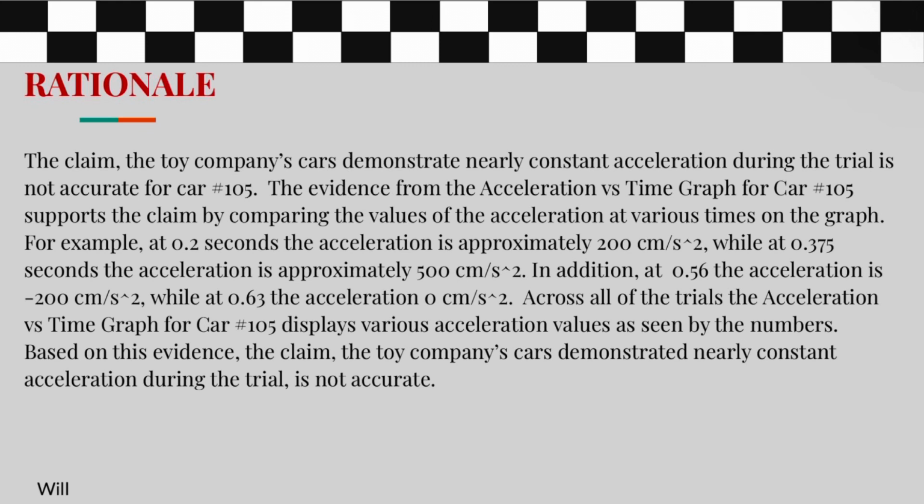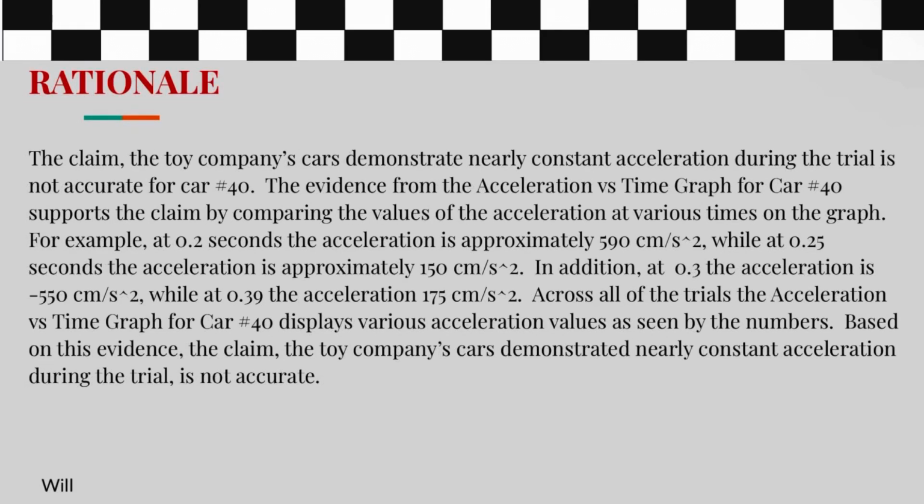For example, at 0.2 seconds, the acceleration is approximately 200 centimeters per second squared, while roughly at 0.37 seconds, the acceleration was around 500 centimeters per second squared. Car number 40 also failed to meet the claim that the pullback car has a constant acceleration. Once again, we experienced the car slowing down as time increased.